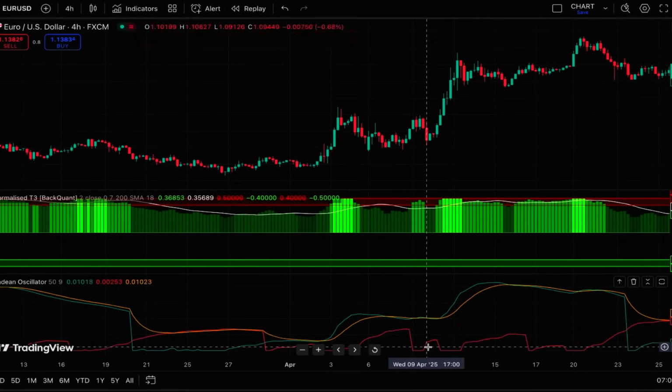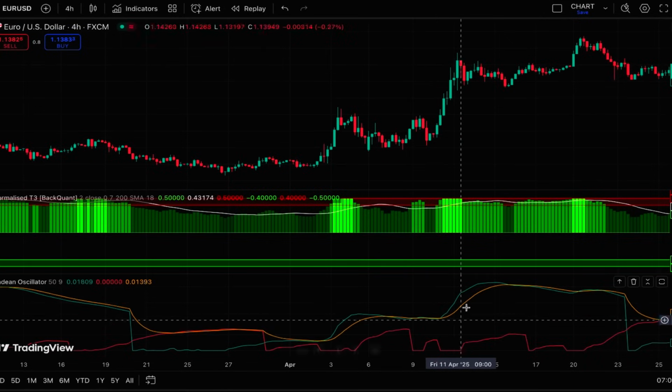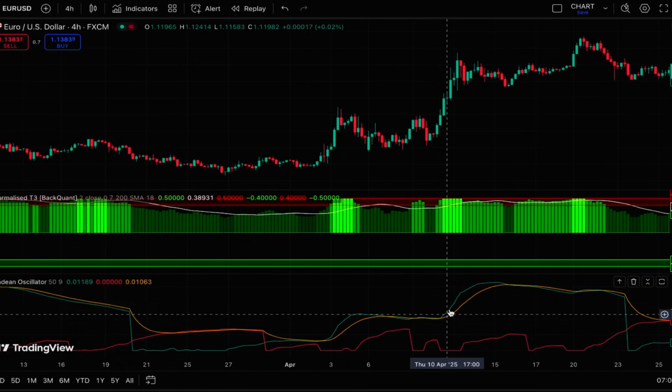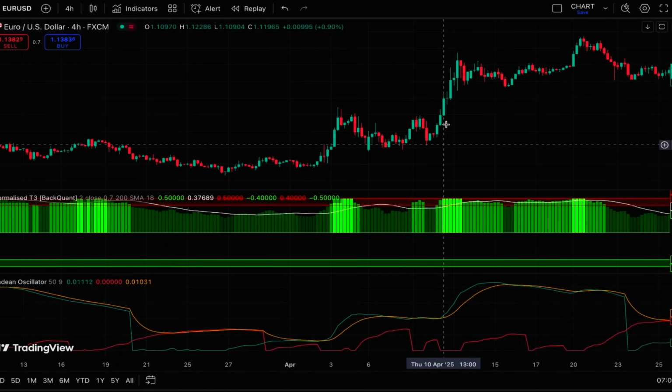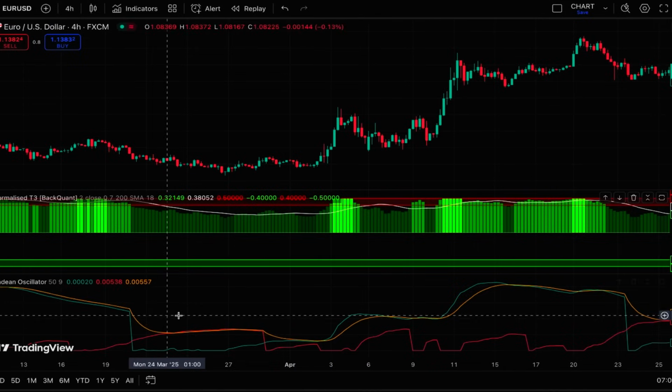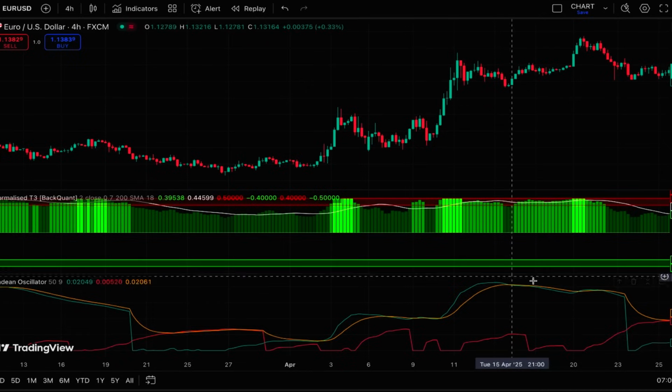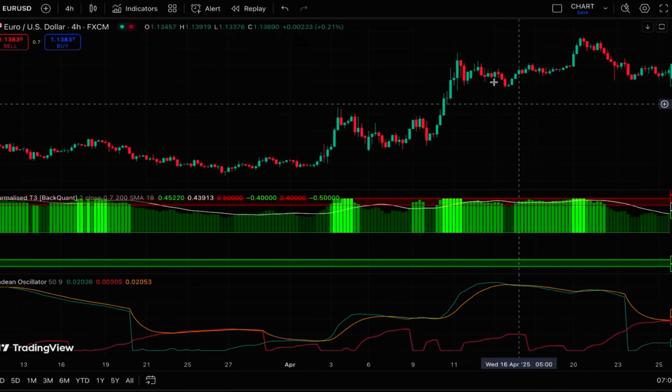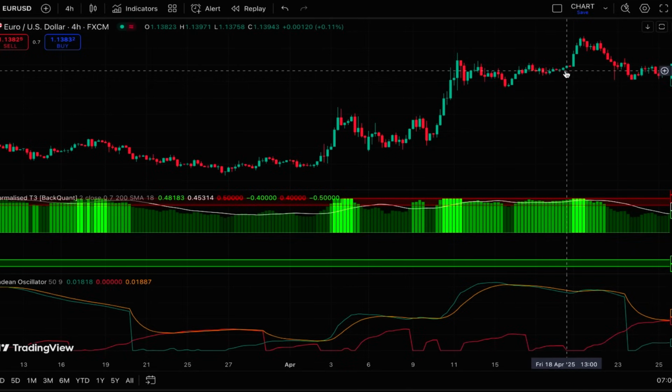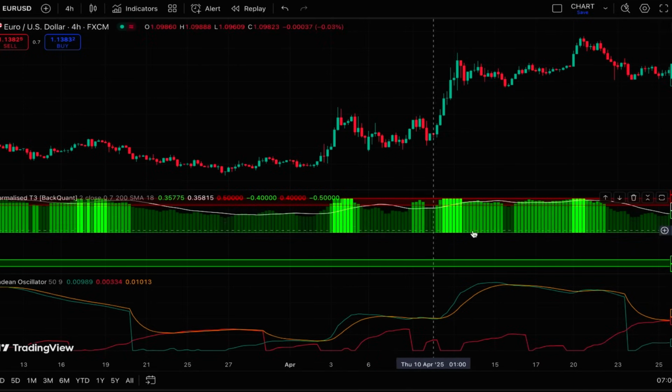In the Andean oscillator, we have three lines: green, red, and orange. When the green line is above the other two, it tells us that the price is advancing. When the red line is above the other two, it tells us that the price is declining. And when the orange line is above the other two, it tells us that the price is moving flat.